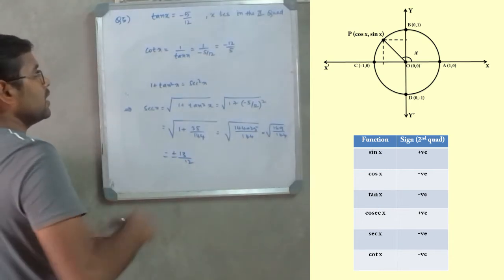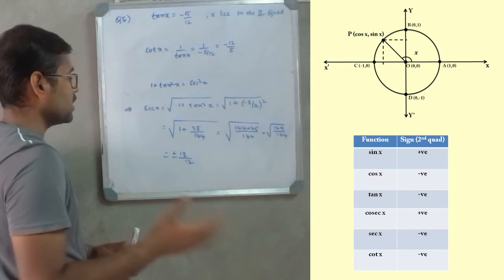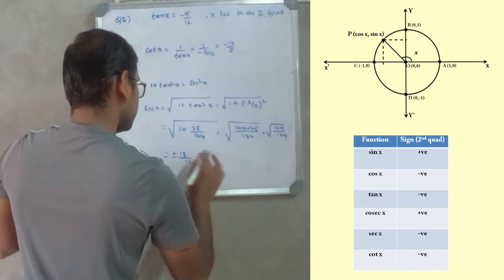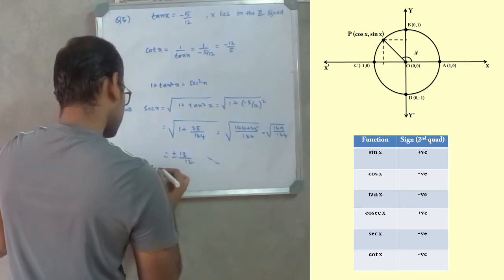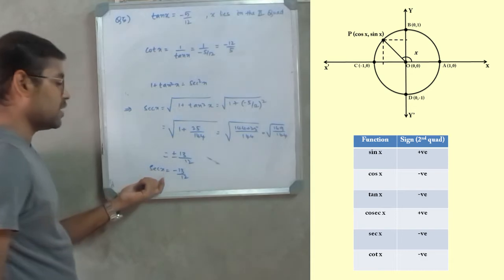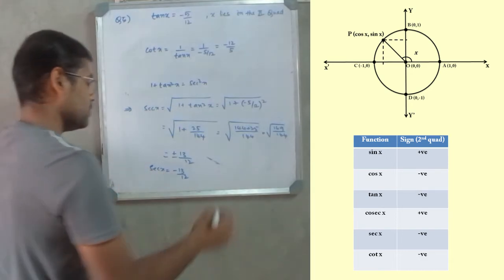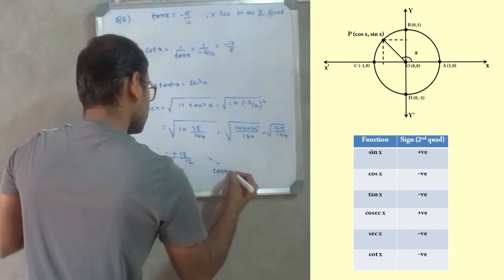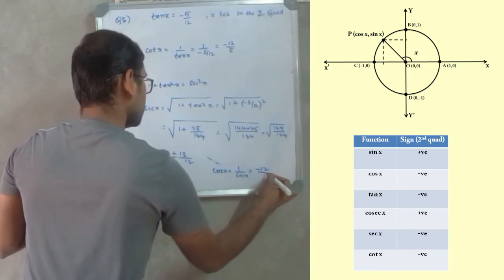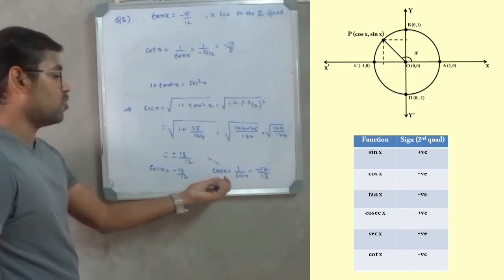Now they have given us that x lies in the second quadrant. In the second quadrant, the value of sec x is negative. So sec x will be minus 13 by 12. If I know the value of sec x, I can easily find the value of cos x. Cos x is equal to 1 by sec x, which will be minus 12 by 13. This is the value of cos x.